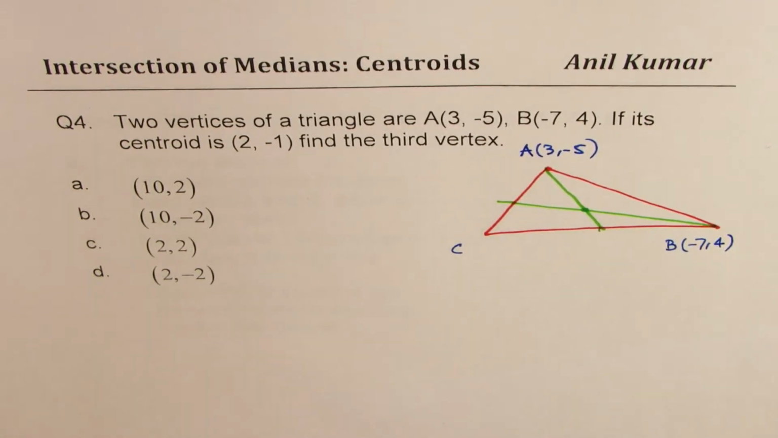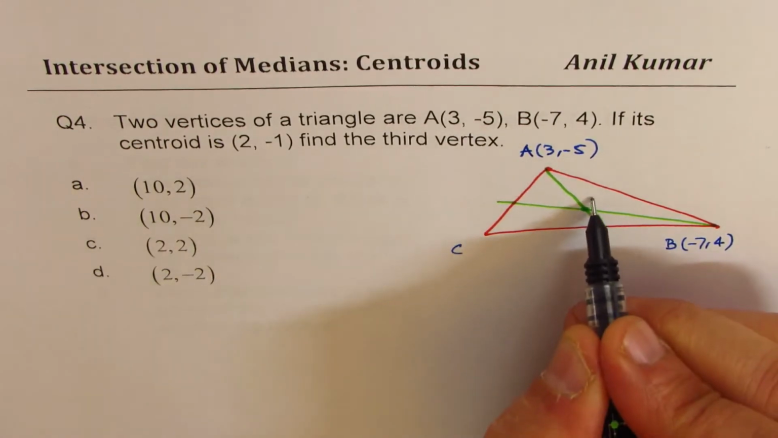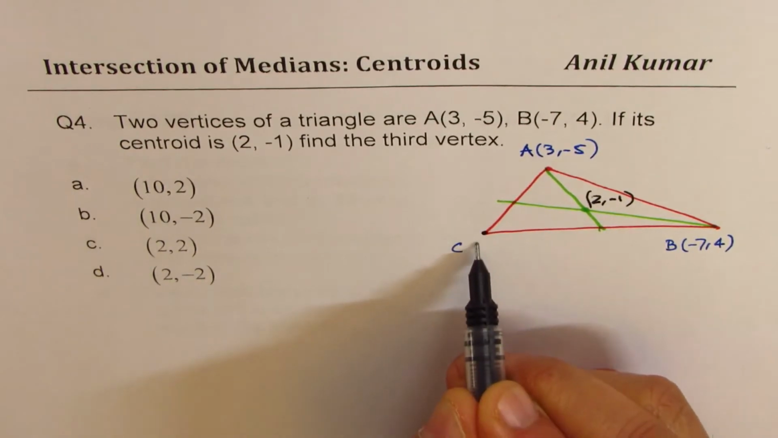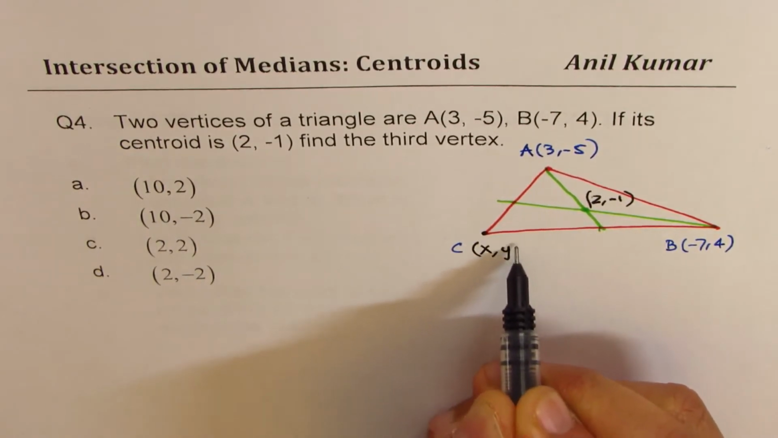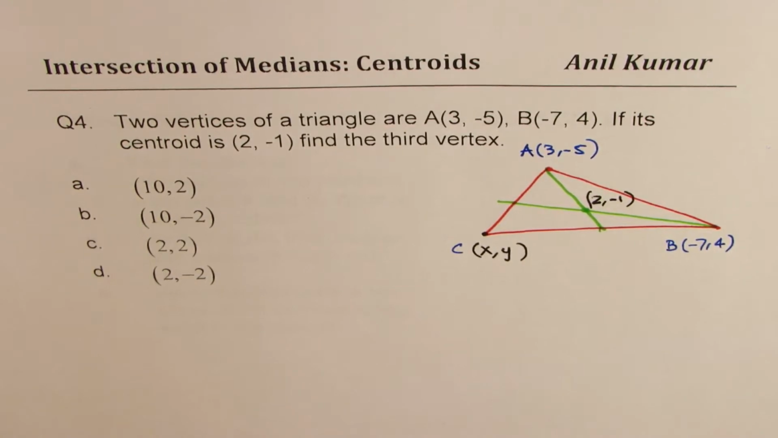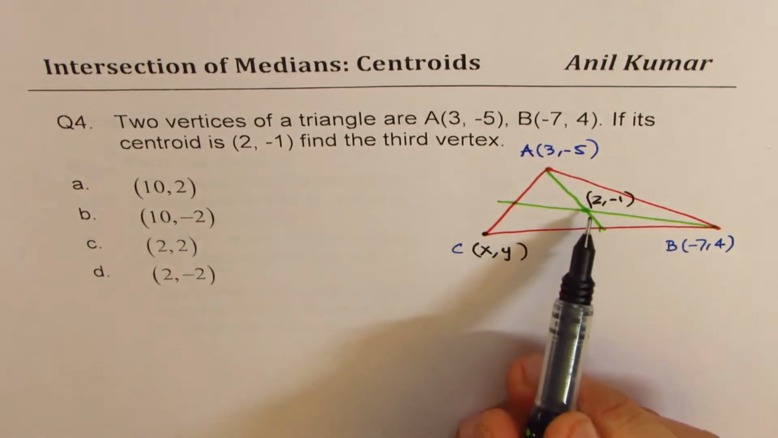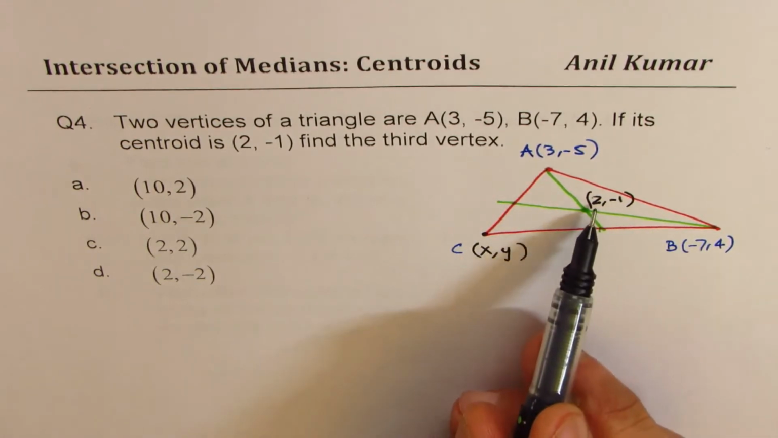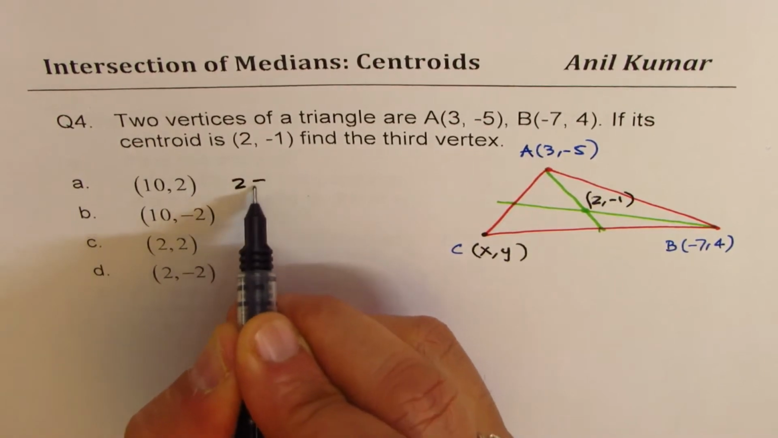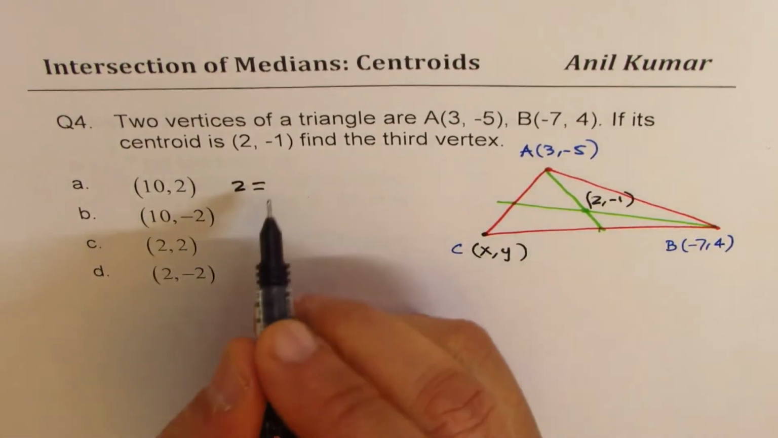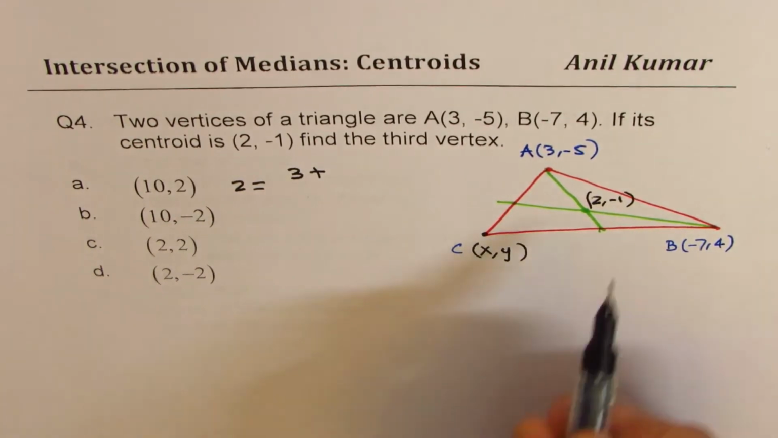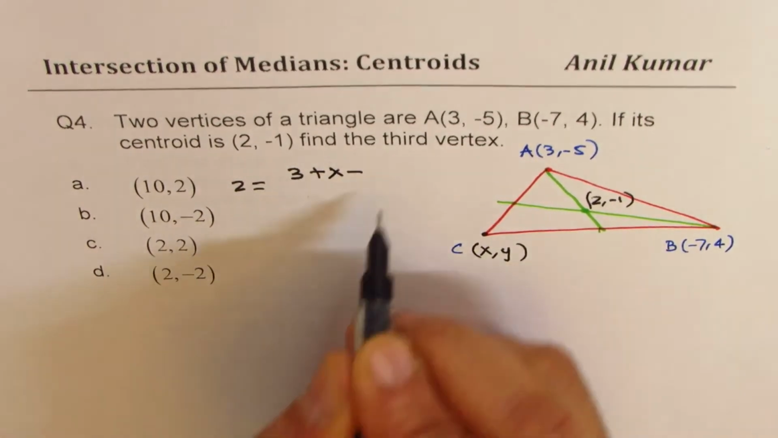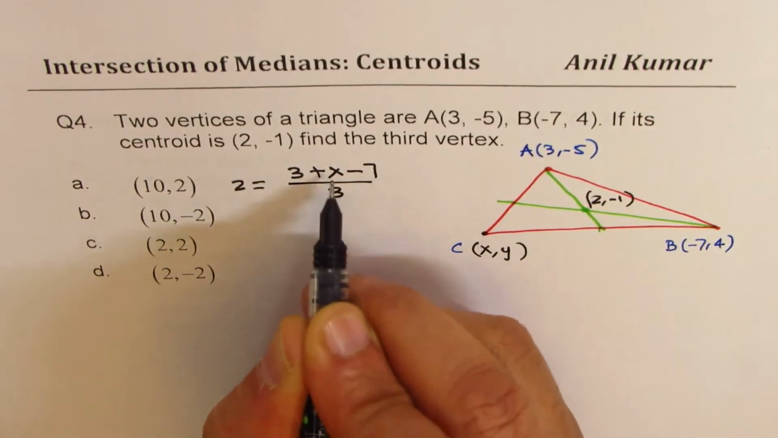We know the centroid is the point where the medians intersect, right? The centroid is (2, -1). We want to find the x value and y value of the third vertex, correct? So how can you figure this out? Since we know the centroid is the average of all three, we can write that 2 is equal to the average, that is (3 plus x minus 7) divided by 3. And you can solve for x.